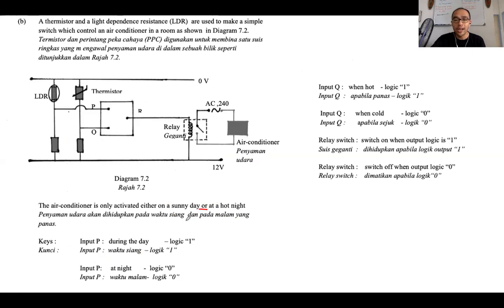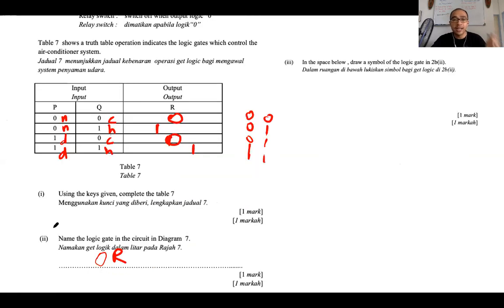English says OR, and then the Malay says done. So if you're answering this question in Malay, you would probably answer AND gate, because it makes sense at AND gate. Siang dan malam yang panas. Kan? Dia mesti siang. No, siang dan malam yang panas.